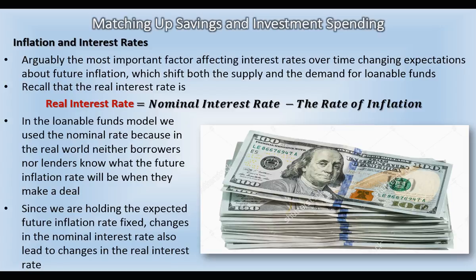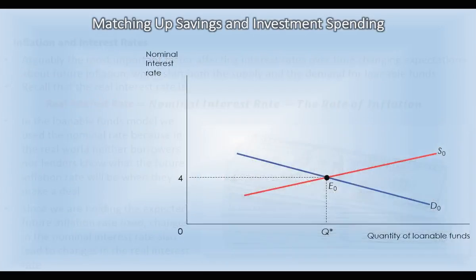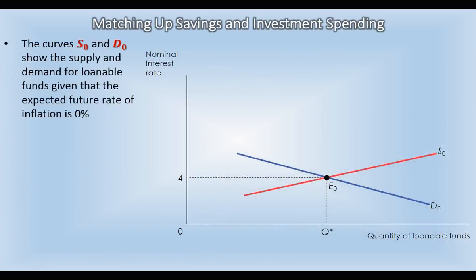All right, since we're holding expected future inflation fixed when we're looking at the loanable funds market, changes in the nominal interest rate also lead to changes in the real interest rate. So the curves here, we've got the supply of loanable funds, the demand for loanable funds, again in equilibrium, quantity of funds that are borrowed, and an equilibrium interest rate. In this case, it's 4%. So again, we are holding the expected inflation rate constant, so the only thing that could really affect the real interest rate is the nominal interest rate.